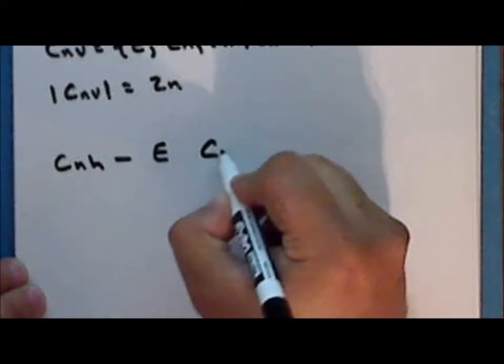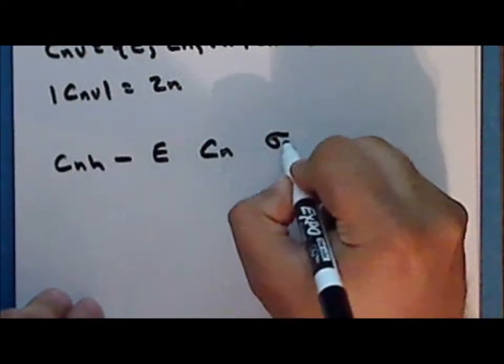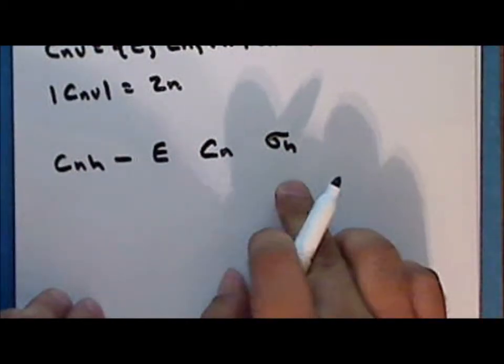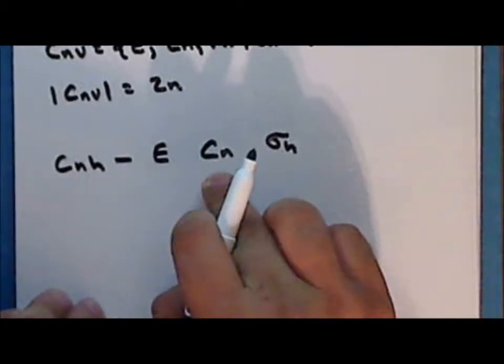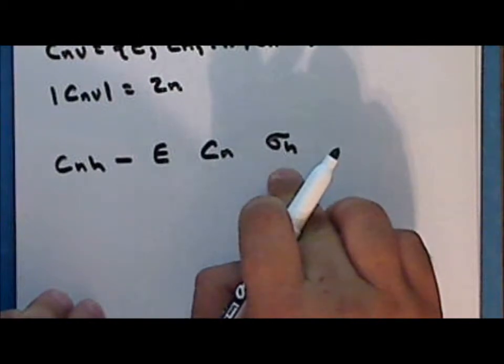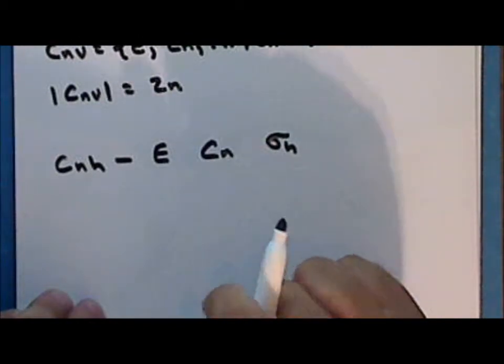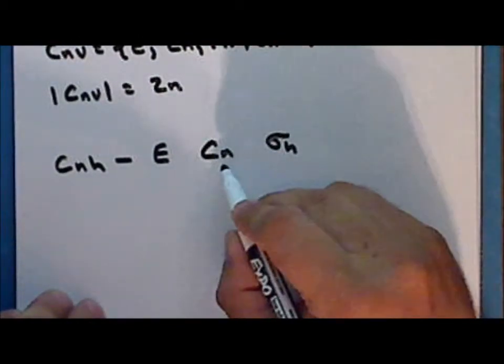Now the C_nh point group has a single proper axis of rotation and a horizontal mirror plane. Now since we can perform a rotation followed by reflection through a plane perpendicular to the axis of rotation, the C_n axis is necessarily an S_n axis as well.